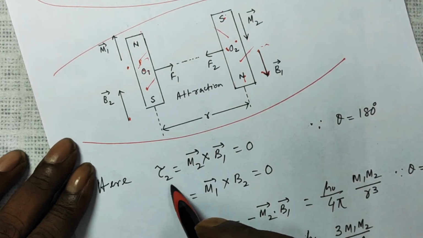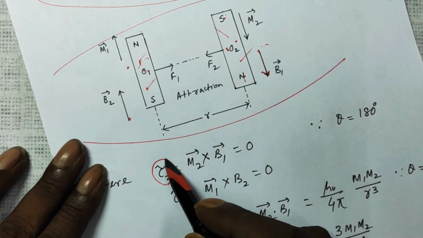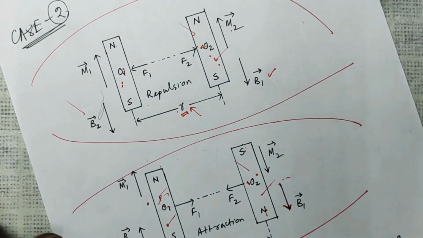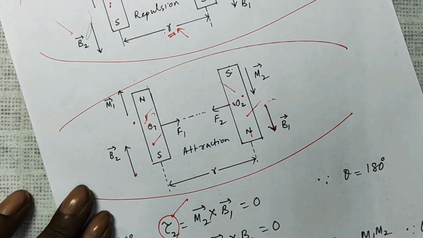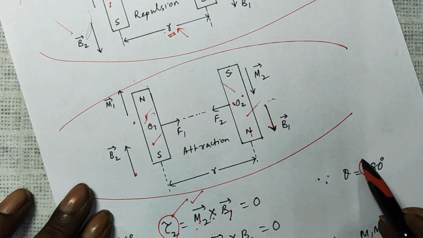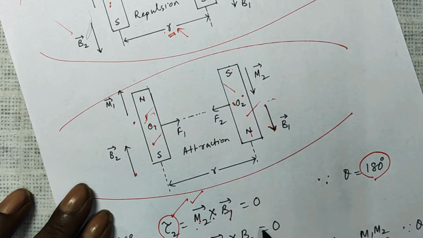Here also, the torque tau 2 experienced by the second magnet, this magnet, will be the magnetic moment of the second one cross product the magnetic field of the first one. This is the cross product, so there will be a sine theta term. Here theta is equal to 180 degrees. So sine 180 is 0. So the torque is equal to 0.